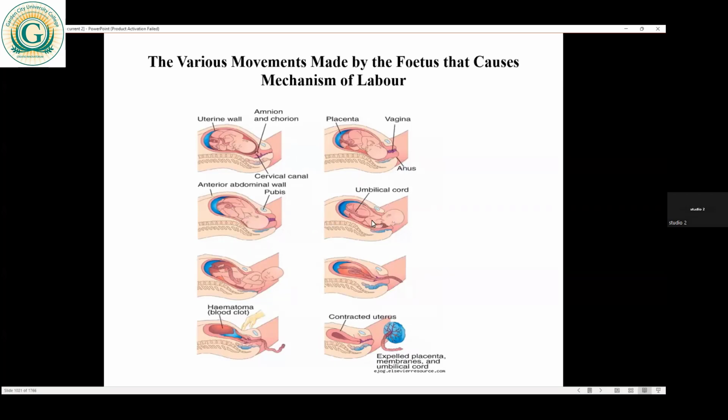Then this is the crowning of the head. And then this is the lateral flexion. And then now the baby is delivered. We have the placenta and the cord. And then you have the cord increasing in length. Look at the additional length. When the cord is cut, you see that the cord has increased in length. And then finally the placenta is delivered. So this is how the baby moves, and we call it the mechanism of labor, the movement of the baby.